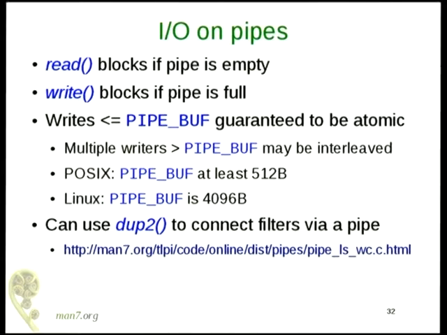PIPE_BUF is, according to POSIX, at least 512 bytes. In other words, if you write anything less than or equal to 512 bytes, it's guaranteed to be atomic on every Unix system. On Linux and many other systems, PIPE_BUF is actually 4096. If you write more than that number of bytes, and there's someone else also trying to write to the pipe, then potentially your writes will be broken up into pieces of arbitrary size. That's one of the reasons why I said it doesn't usually make sense to have multiple writers to a pipe.